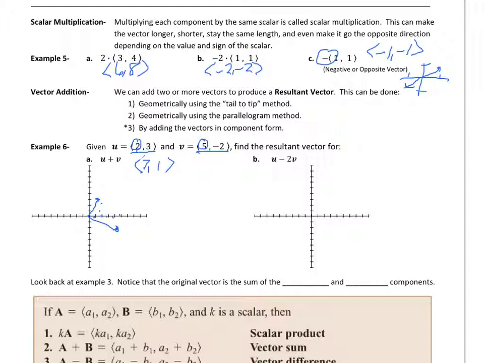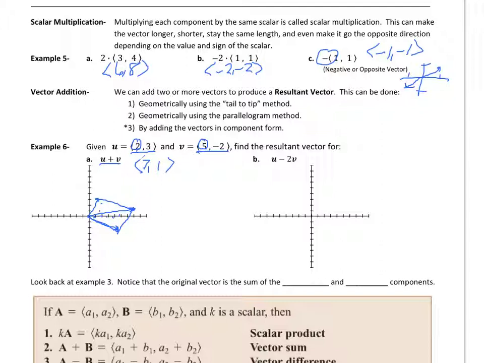Why is it 7? No, it's u plus v. Yeah, this is just the resultant vector, so we're adding those together. So 2 and 5 is 7. And then 3 minus 2 is 1, so we are right here. In other words, if I took vector v here and put the tail of v to the tip of u, it would look just like that. And if you notice here, we're forming a parallelogram, essentially.